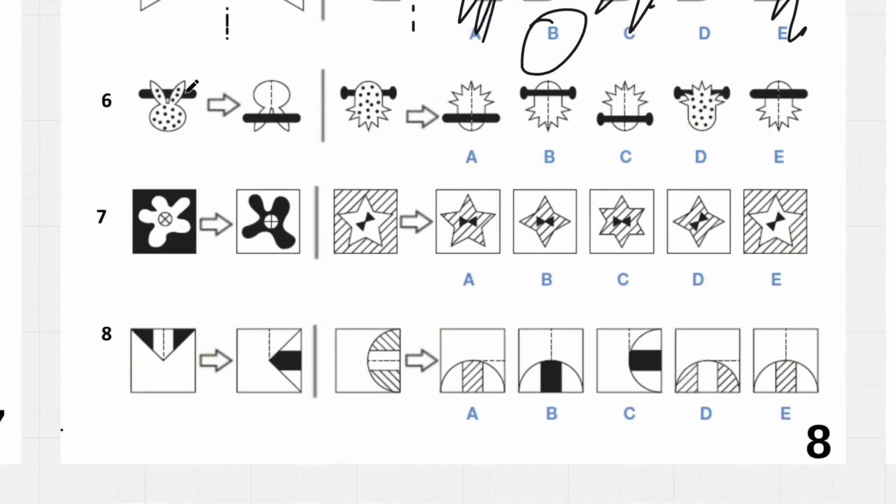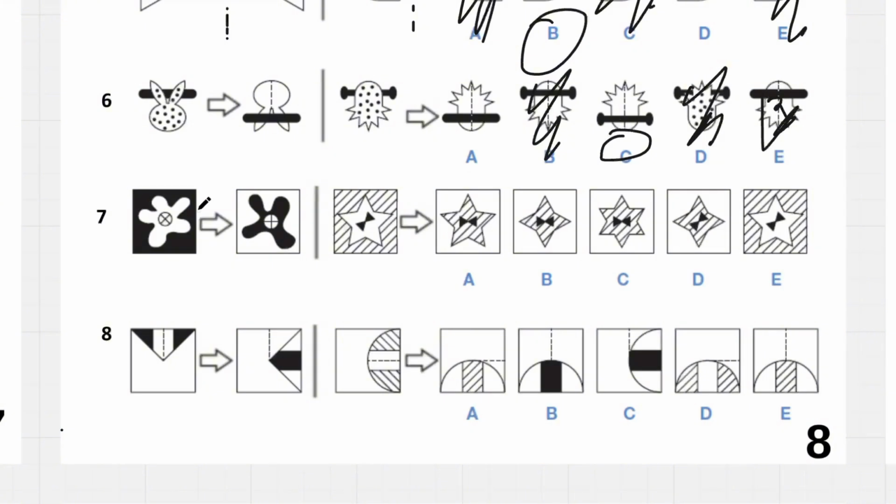Question six, we rotate this shape, which means it's going to look like a pineapple, which is facing upwards. And it's going to go hollow with that dotted line in the middle. And then this goes down and then in front of the shape, which looks like C.